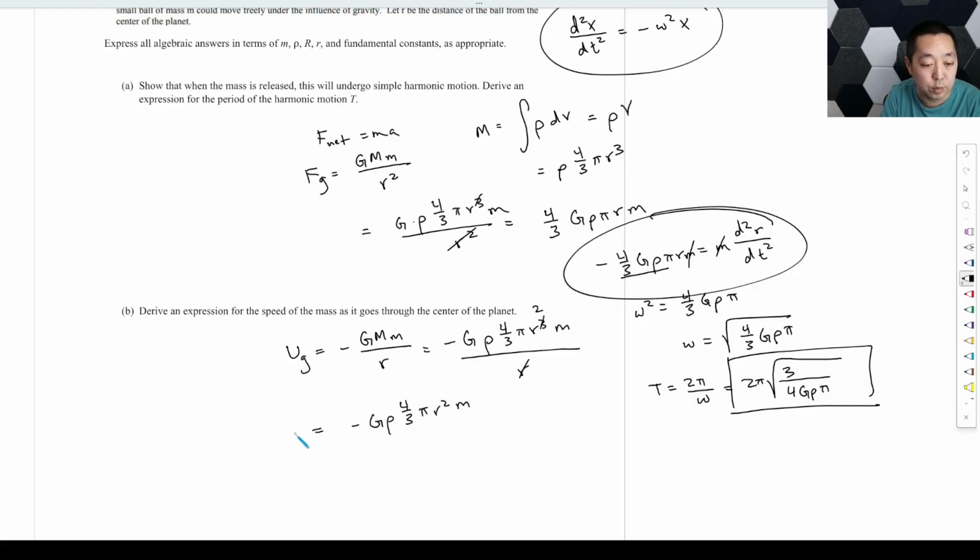r squared m is the potential energy at the start. So that's our initial energy. And then at the equilibrium position, we're going to have kinetic energy plus any gravitational potential energy.